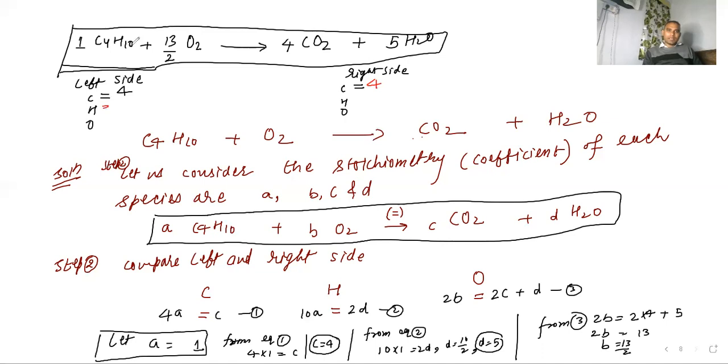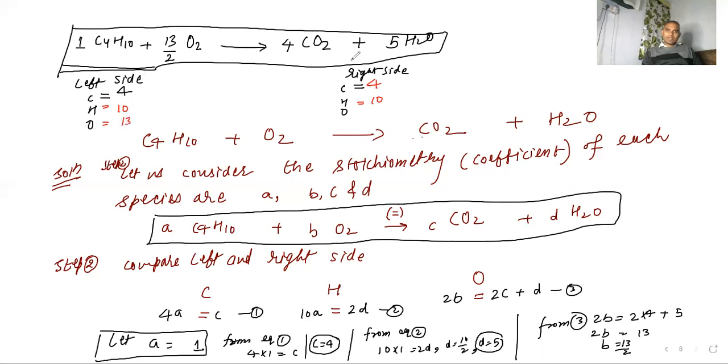Hydrogen, check how many are there. 10. Yes? 10. This side, 5 and 5 is 10. Yes, no? Yeah. Oxygen, tell me. So 2 and 2 will be cancelled out, so it will be 13 only.